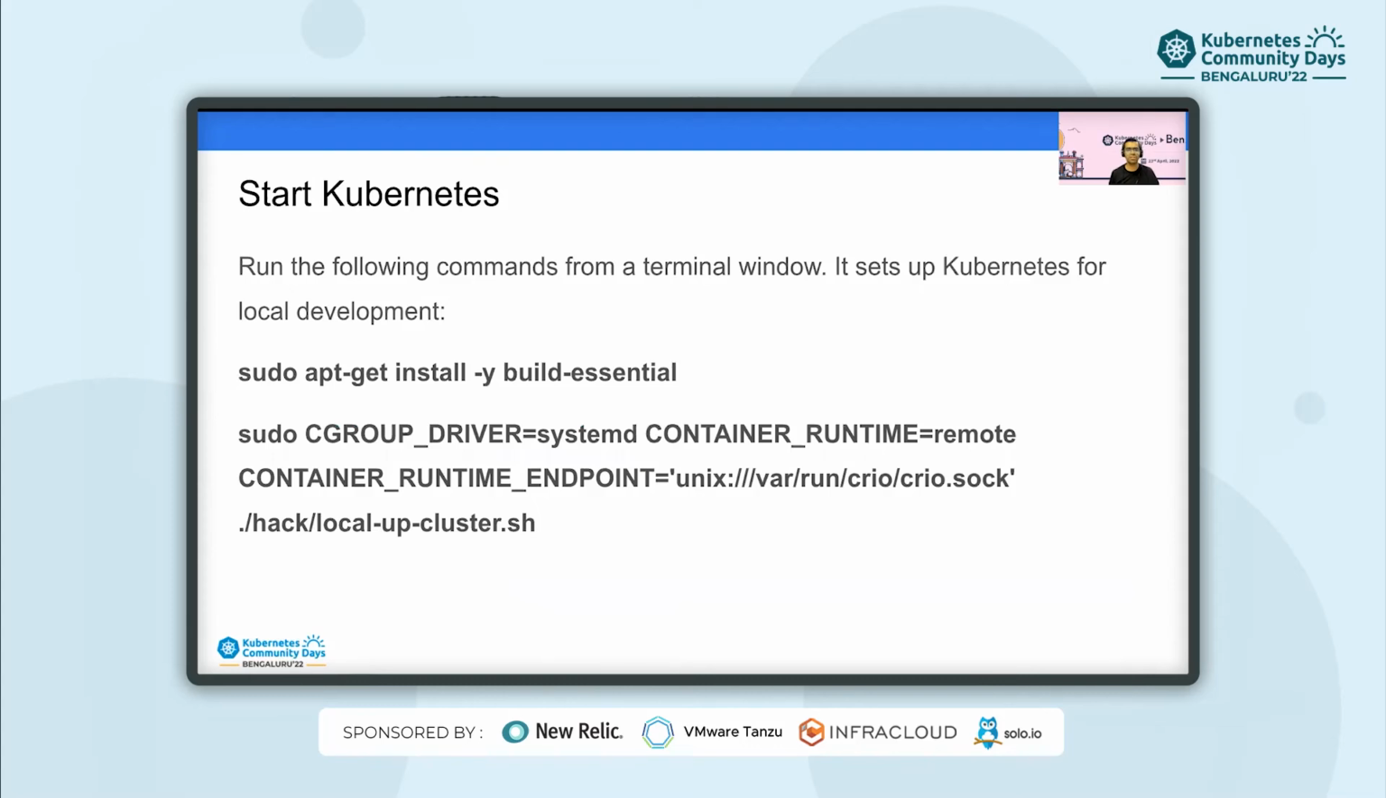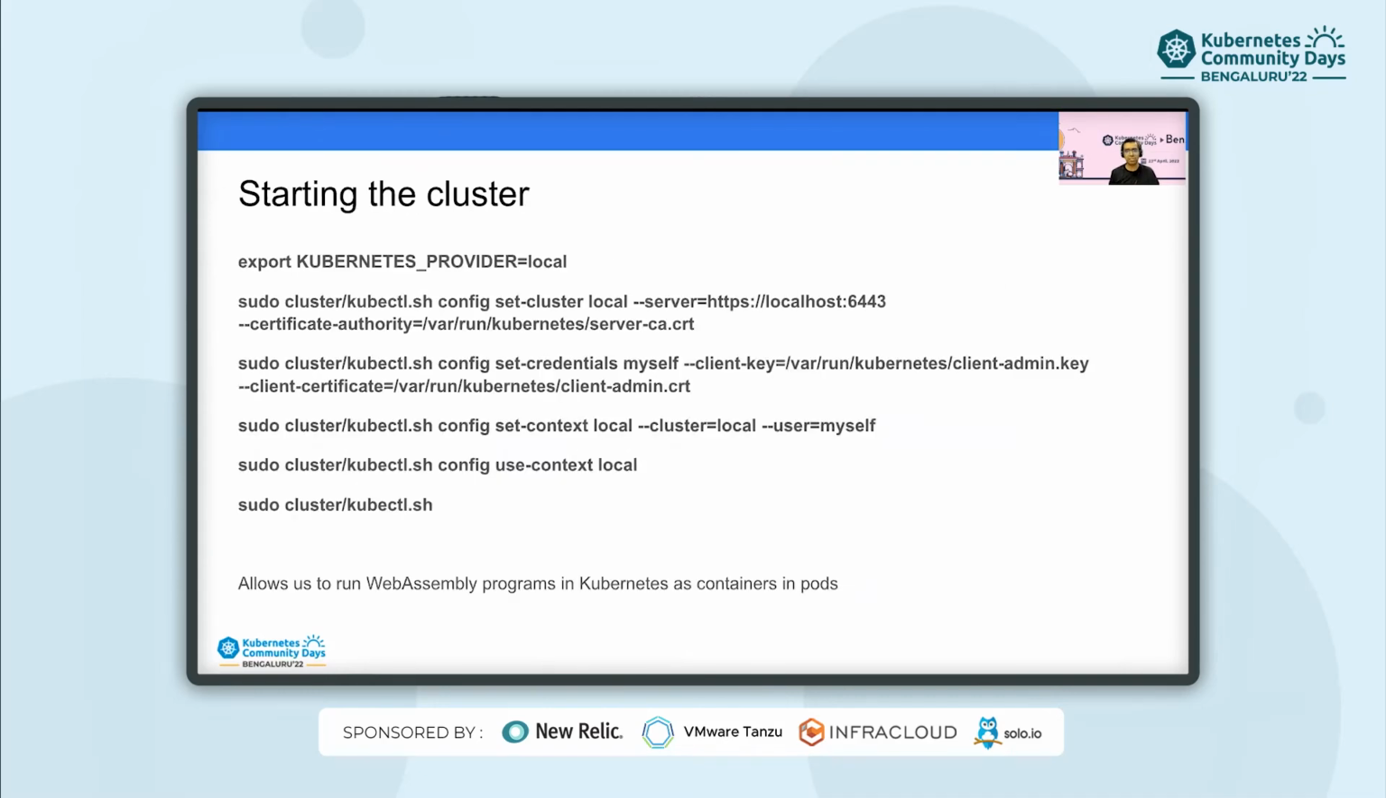So the first thing that we'll do is start running Kubernetes. You can follow the following commands in a terminal window so that it sets up Kubernetes inside of your local development environment. The next thing that we'll do is actually start our Kubernetes cluster. So you can follow all these specific commands to start the cluster. And essentially this will allow us to run the WebAssembly programs in Kubernetes as containers in the Kubernetes pods.